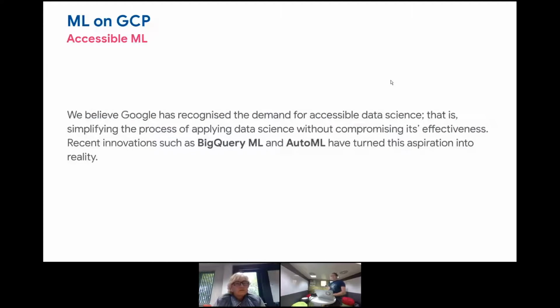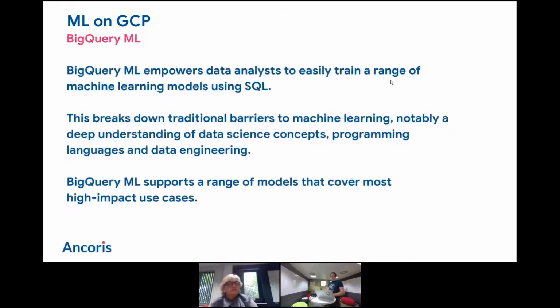And something that we look at as a company, so we think that Google have recognized the demand for accessible data science. That is what Google, we think, have done a really good job at, is simplifying the process of applying data science without compromising its effectiveness. So that's really important. It's worth saying that again. They've simplified how to apply it without compromising its effectiveness. And recent innovations, and we'll talk through these products such as BigQuery ML and AutoML, really from our point of view, have turned this aspiration into reality. And we'll be touching on some of those in a minute.